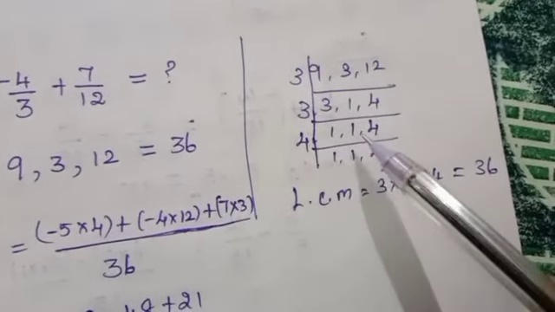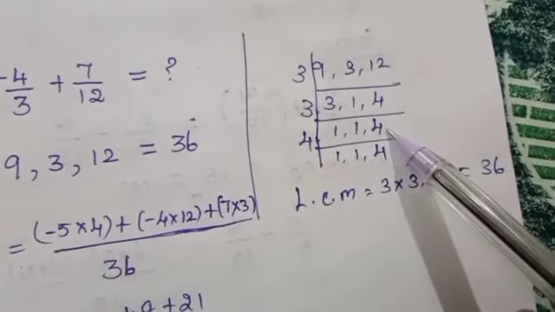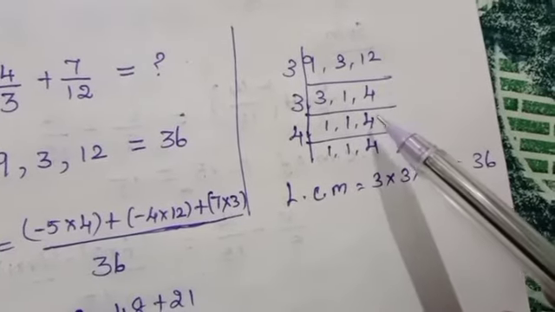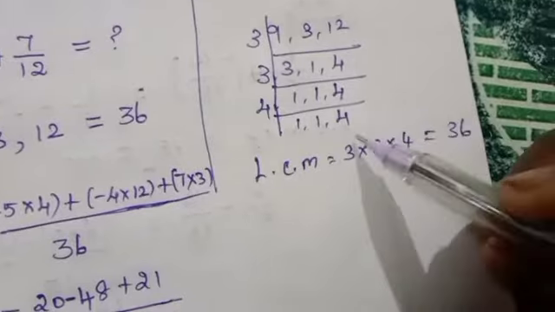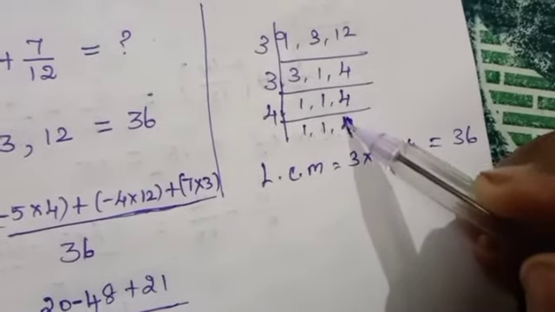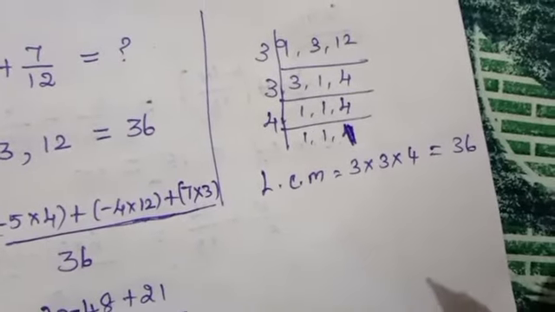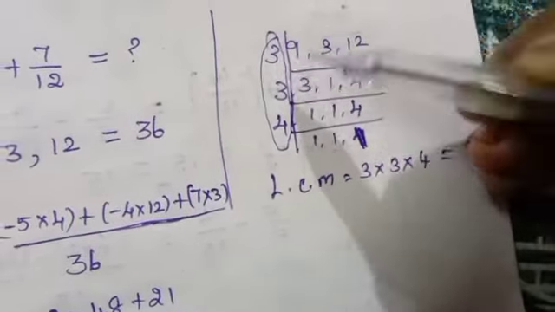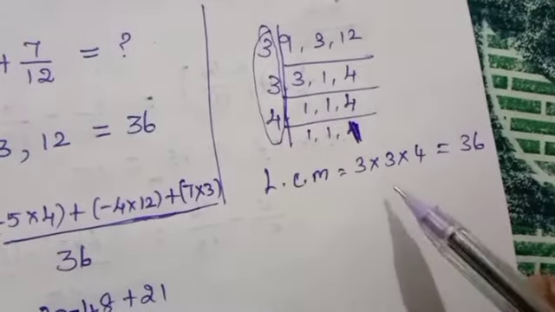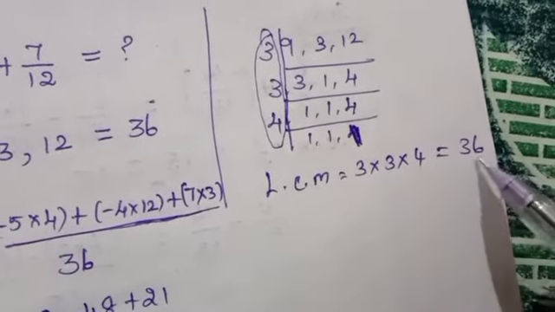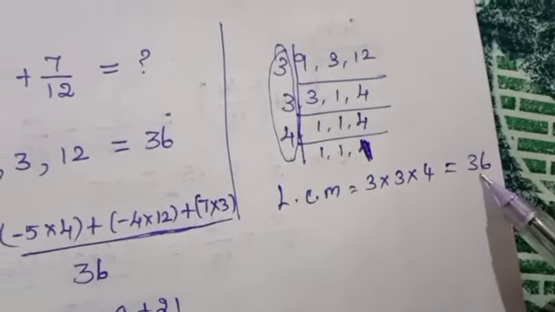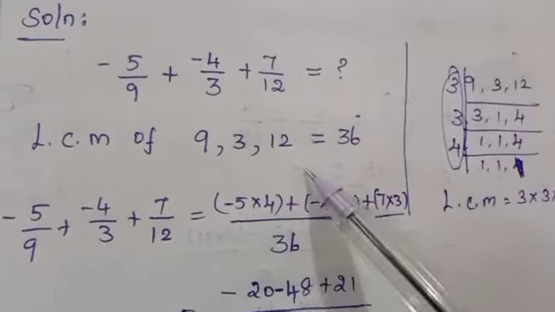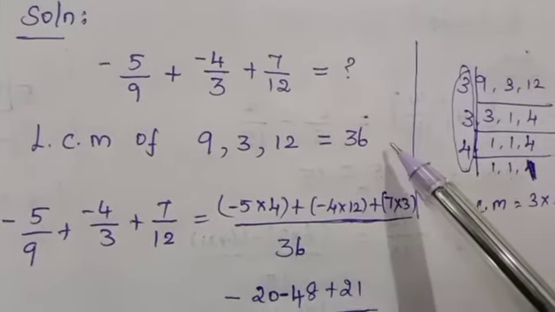Next you have to divide: 1, 1, 4 is there. So you have to divide by 4. This 1, take and write. Here it is 1. Okay, sorry students, it is 1. 1, 4 is 4. So now you have to multiply these: 3 into 4. 3 3s are 9. 9 4s are 36. So now the LCM of 9, 3, 12 is equal to 36.